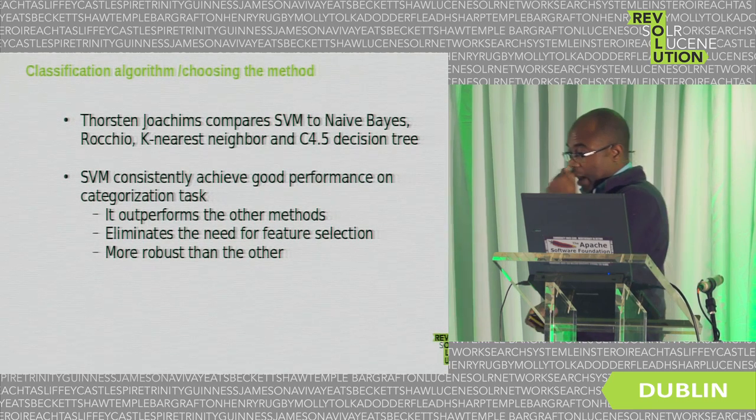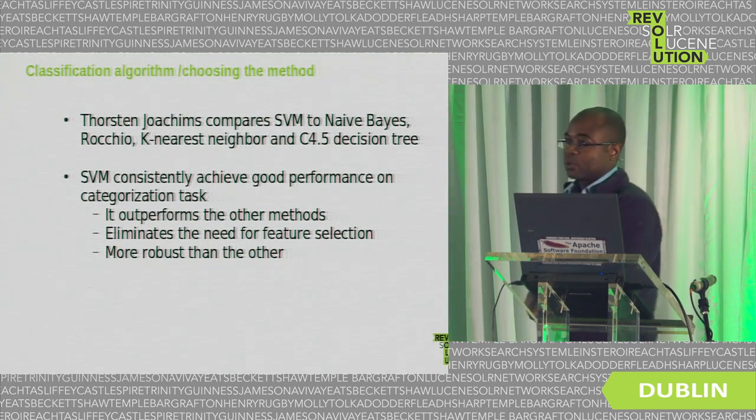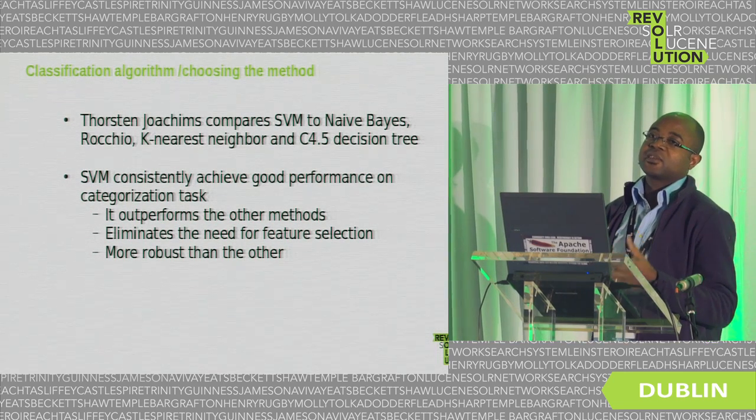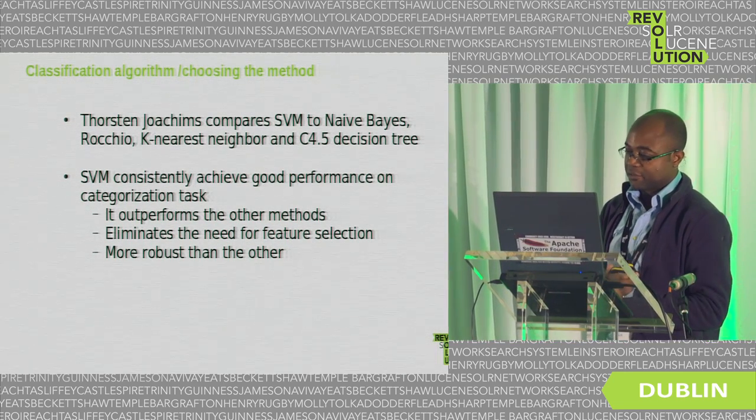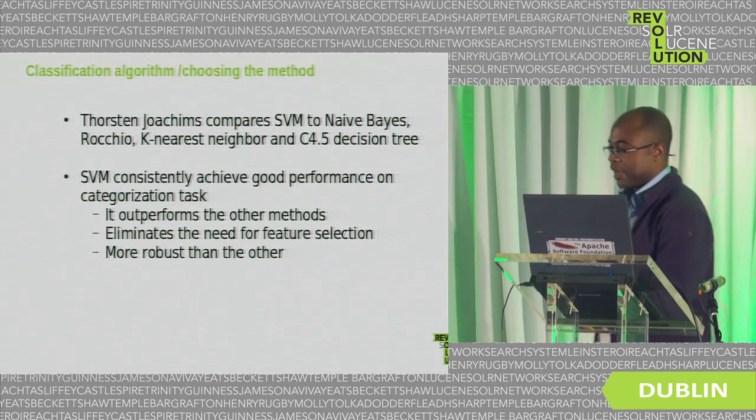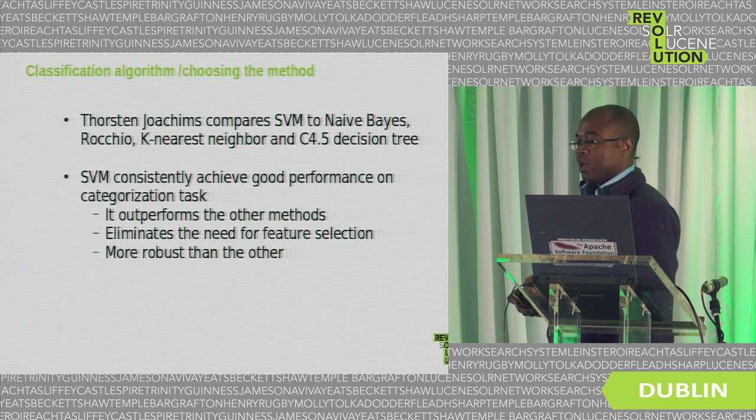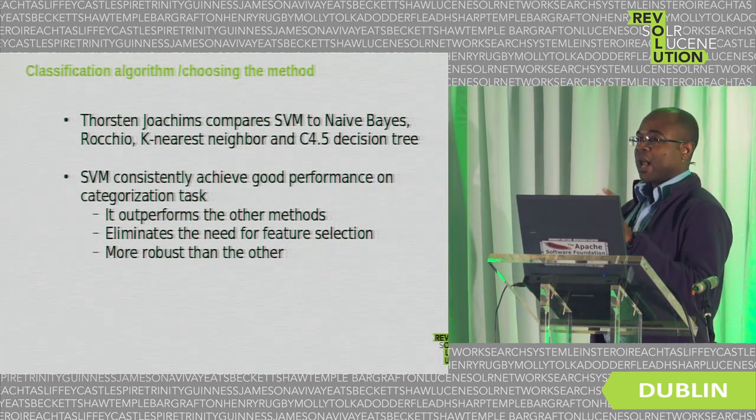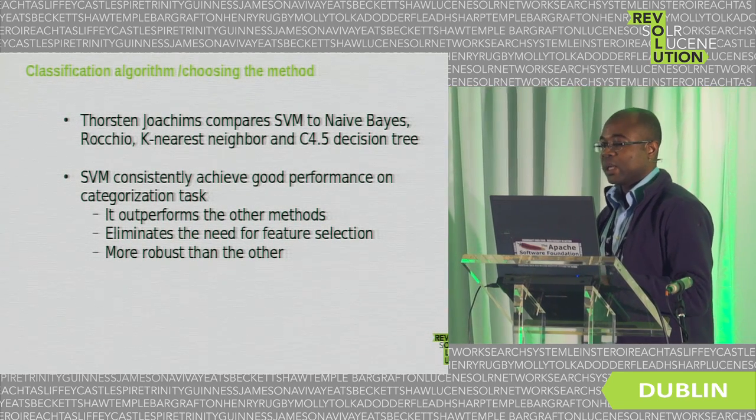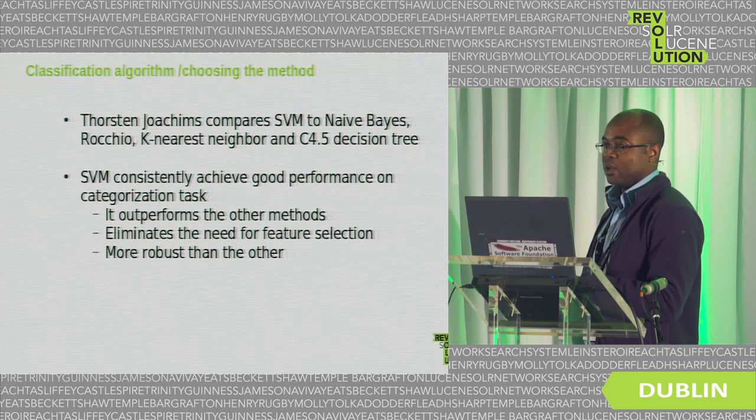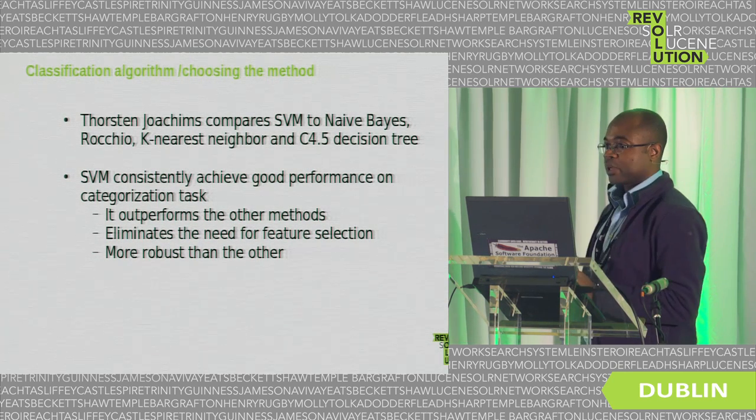Now, how do we choose a method? That is the question we ask ourselves when we start to build our text classifier. So we read this article by researcher Thorsten Joachims. He published a comparison of algorithms, and he showed that SVM consistently achieved good performance on categorization tasks over the other algorithms.